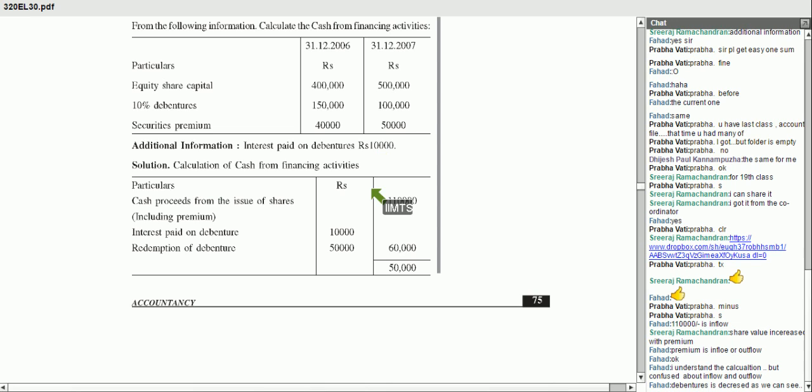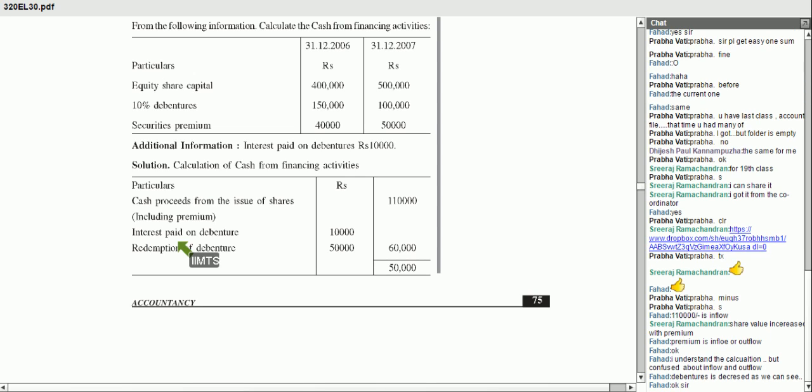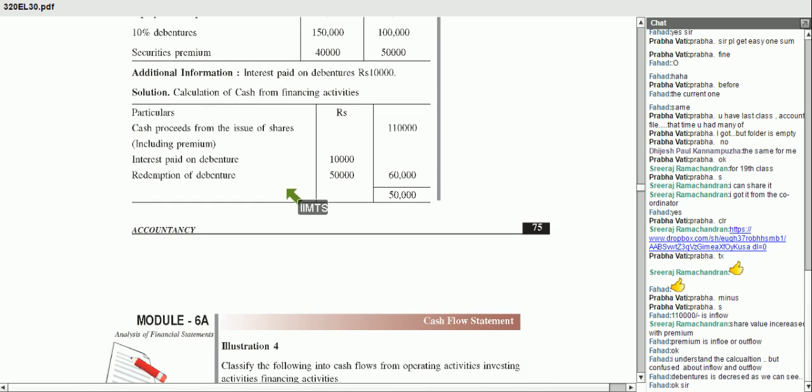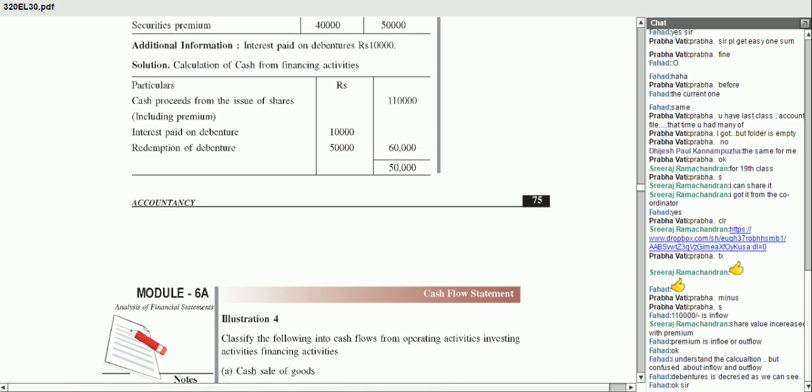Yes, debentures is decreased. It's clearly written, redemption of debentures. Redemption means utilization of debentures. Understand the English, it's clearly written, redemption. So it will go in the outflow. Clear? Example number 3 to everyone.